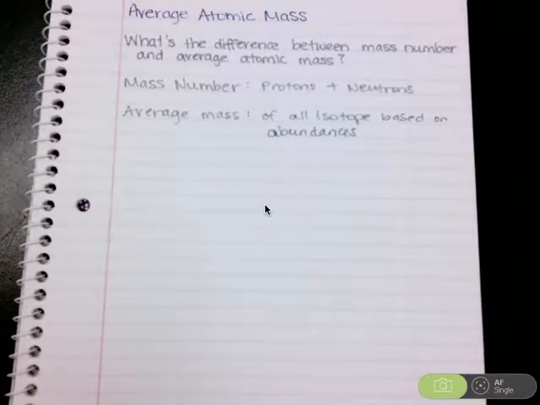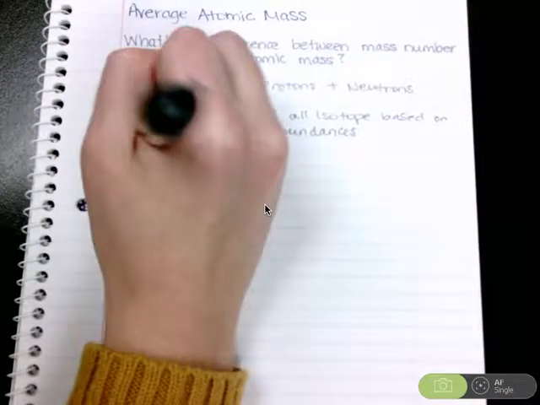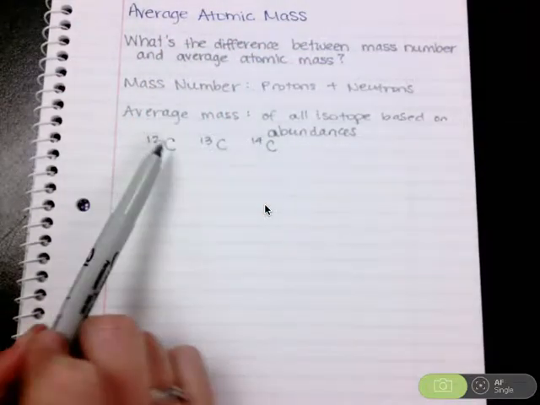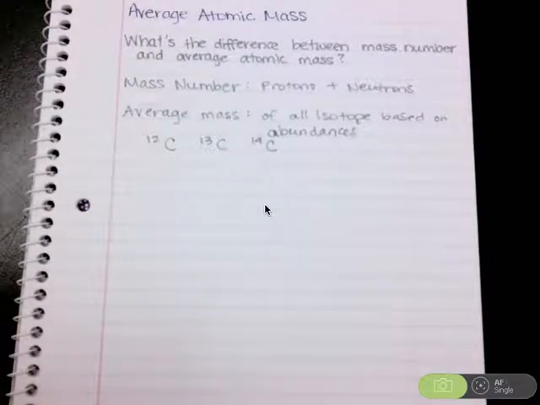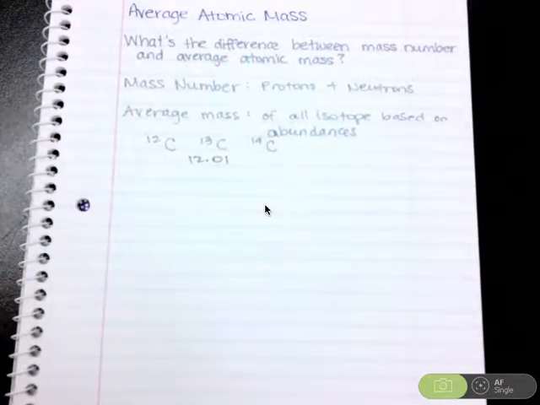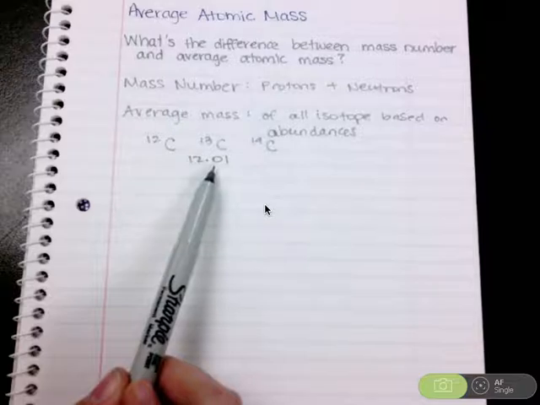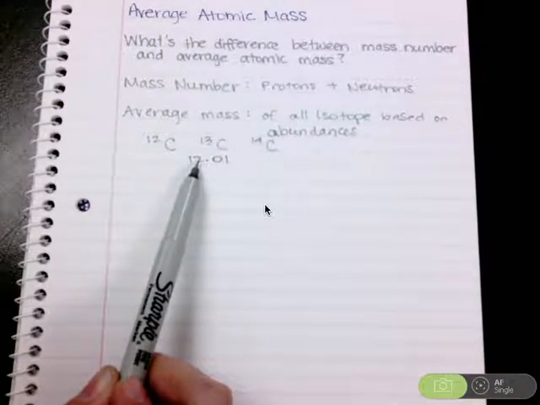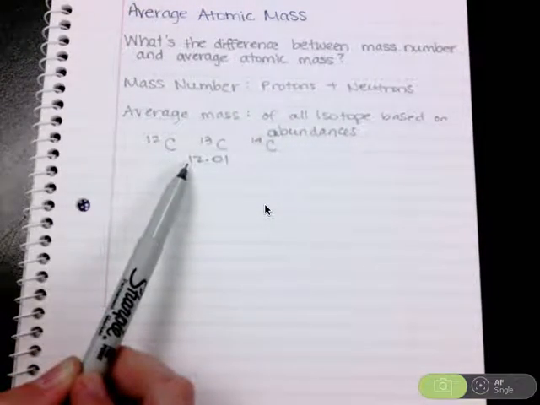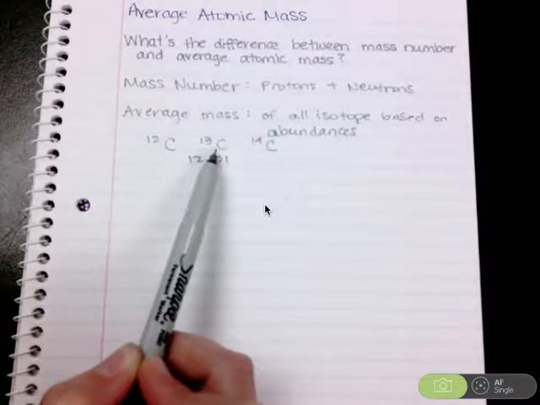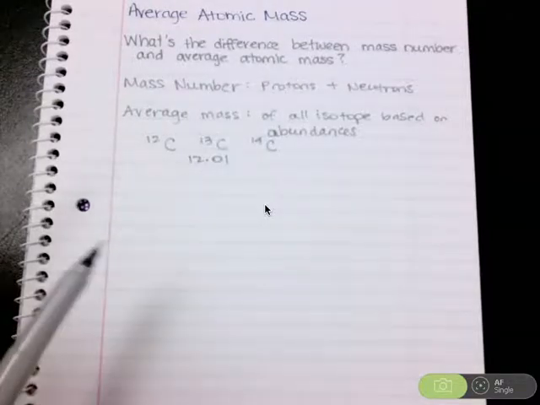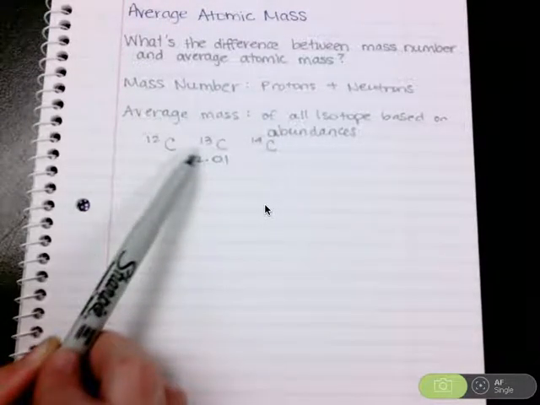Our example for isotopes in our last video was carbon. We talked about we had carbon 12, carbon 13, and carbon 14. So with these three isotopes of carbon, the average mass is 12.01. This tells us that the mass, based on abundance, carbon 12 is the most abundant isotope of carbon. There are isotopes of carbon 13 and 14, but they have such little abundance that they don't pull that average very far away from 12.